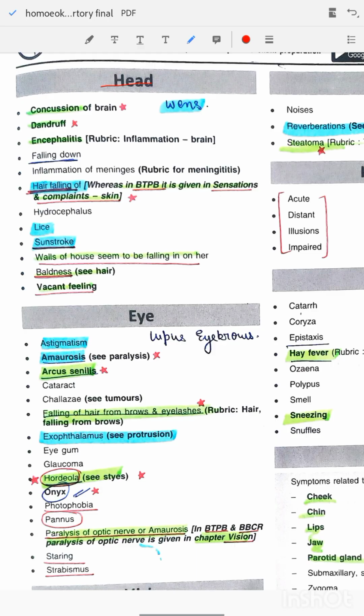In eye, you will find astigmatism, amblyopia, arcus senilis, cataract, chalazion, falling of hair from brows and eyelashes, exophthalmos, eye gum, glaucoma, hydrophthalmos, iritis, onyx, photophobia, pannus, paralysis of optic nerve or amaurosis. In BTPP or BBCR, paralysis of optic nerve is given in chapter vision, but in Kent it is given in eye, staring and strabismus.